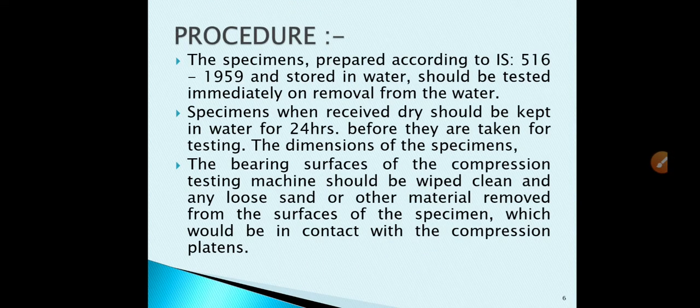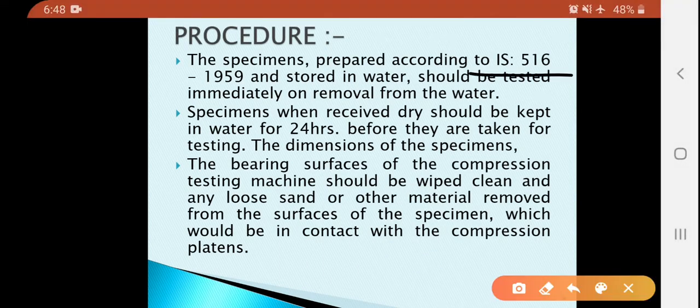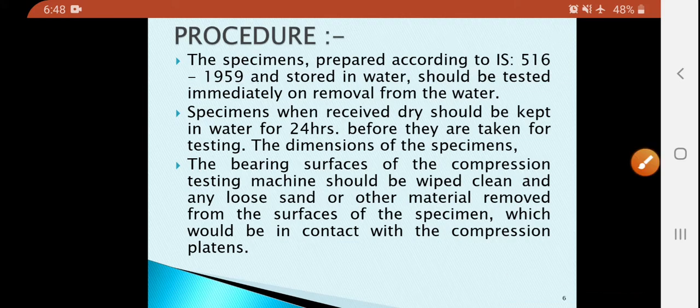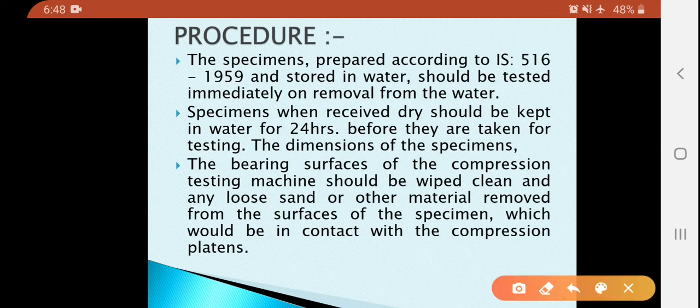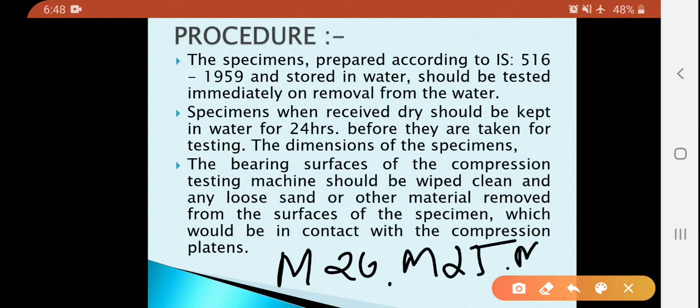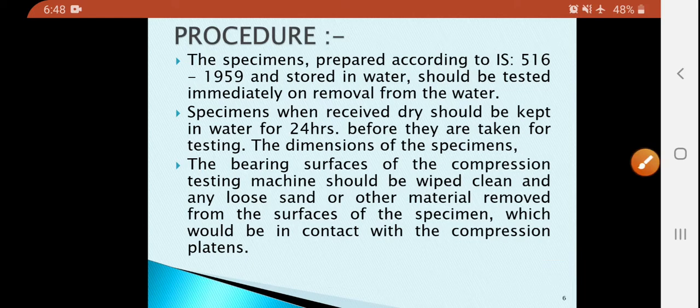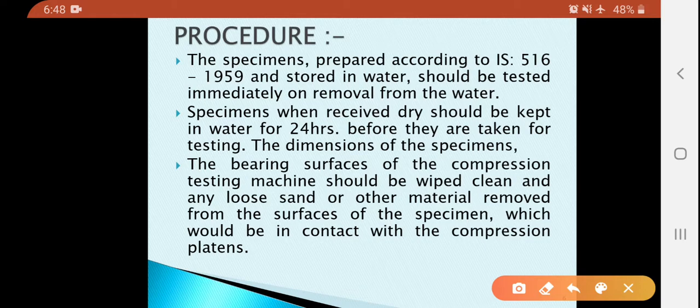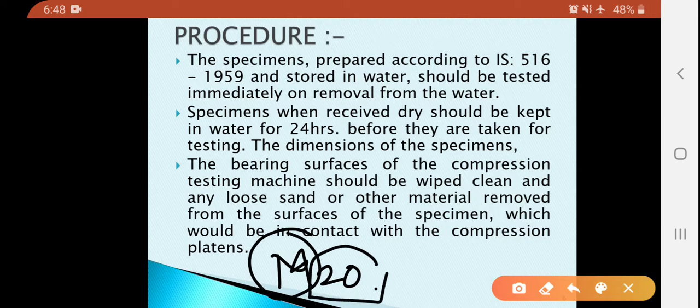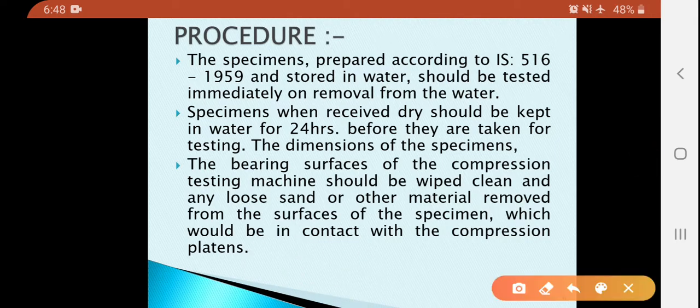Procedure: as we know, according to IS 516-1959, the specimen should be stored in water. Before constructing a specimen, we should know what grade of concrete we are making, M20, M25 or M30. In the previous video, we have already learnt what M20, M25, M30 mean. Let us go through it briefly. What do you mean by M20? M is the indication of mix design and 20 is the indication of the compressive strength of concrete.